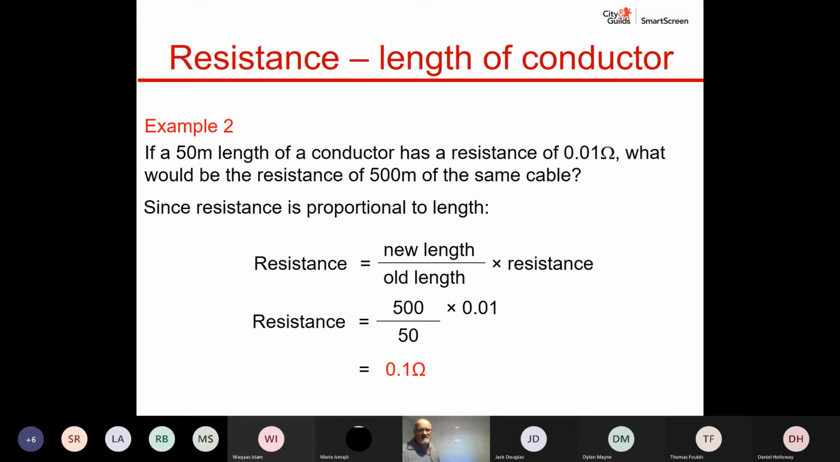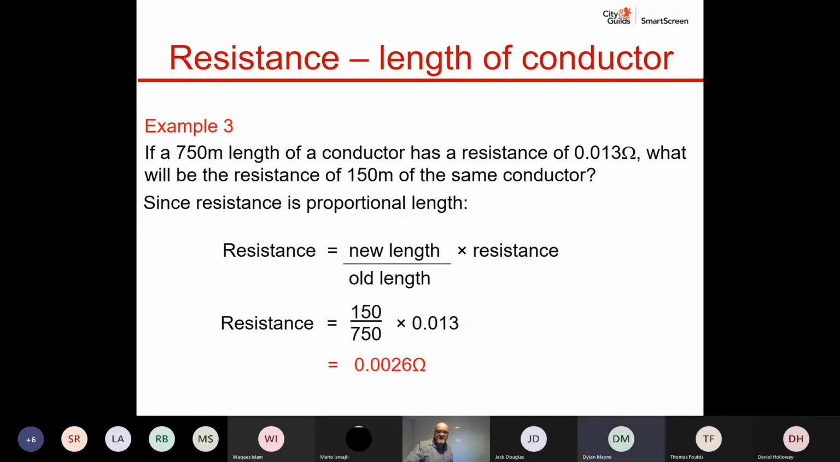You can see on there, 50 meters of conductor has 0.1 ohms. What would the resistance of 500 meters be? What are you doing on that? What are they doing there? Dividing. Yeah, they're getting a ratio, aren't they? So how many times does 50 go into 500? 10. So your original reading was 0.1 ohms. What they've done to the 0.1? Times it by 10. That's it. So what you're doing is increasing it.